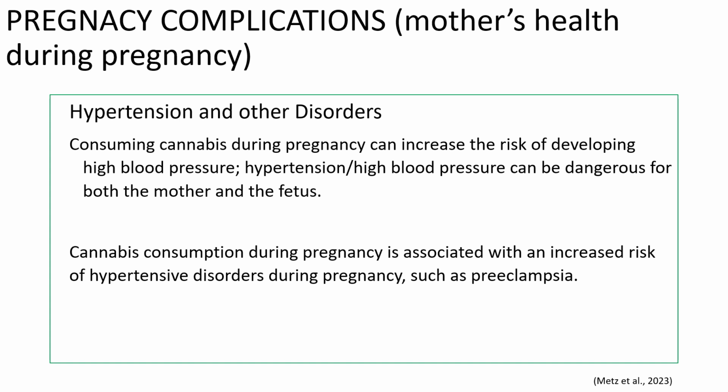Pregnancy complications. Mother's health during pregnancy. Hypertension and other disorders. Consuming cannabis during pregnancy can increase the risk of developing high blood pressure. Hypertension or high blood pressure can be dangerous for both the mother and the fetus. Cannabis consumption during pregnancy is associated with an increased risk of hypertensive disorders such as preeclampsia.